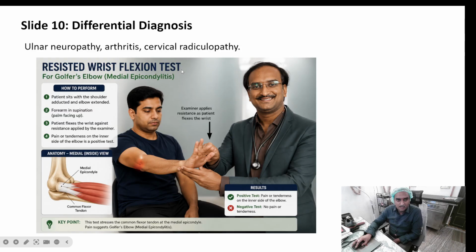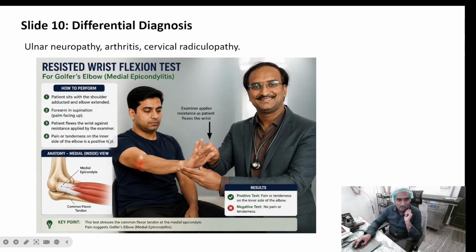Resisted wrist flexion test for golfer's elbow, medial epicondylitis. Patient sits with the shoulder adducted and elbow extended. So you can see the elbow extended. Forearm in supination. So this is the forearm in supination, palm facing up. Patient flexes the wrist against the resistance applied by the examiner. So I am applying the resistance.